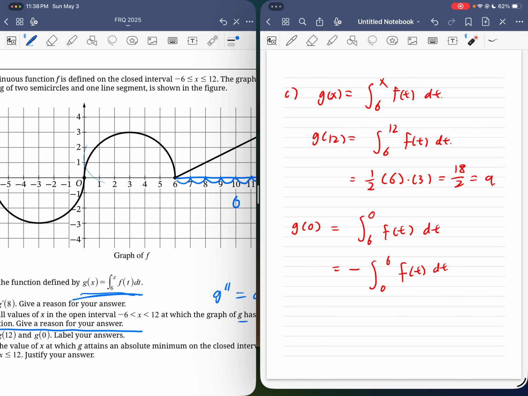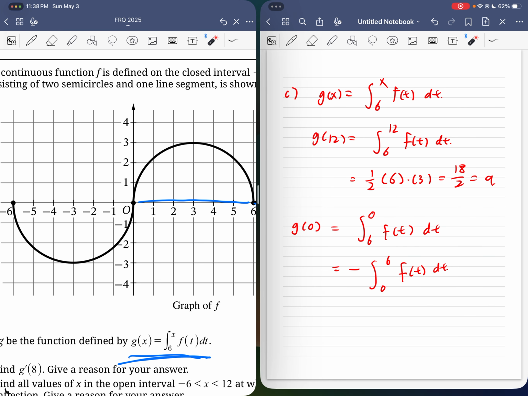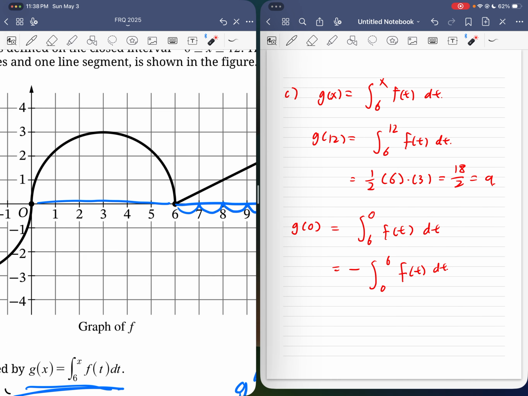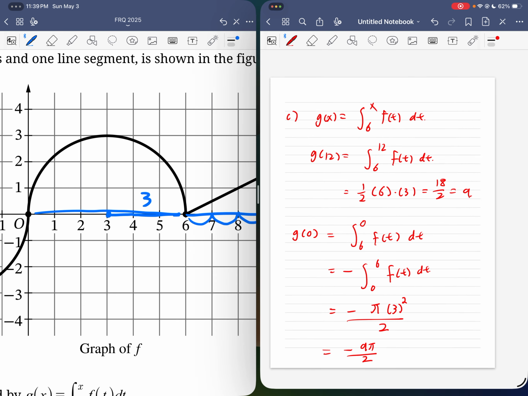0 to 6. This one. So I just have to find the area of this semicircle and just put a negative. If it was this one, negative would become positive, but this is the positive side, so we're good. Let's do this. What's the radius? 1, 2, 3. So it's 3, right? So it's the same thing as negative pi r squared over 2, which is negative 9 pi over 2. Yep, that's it.